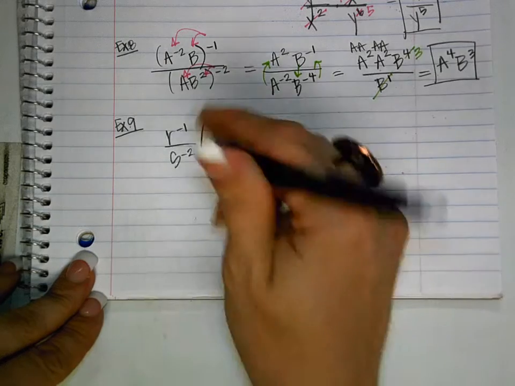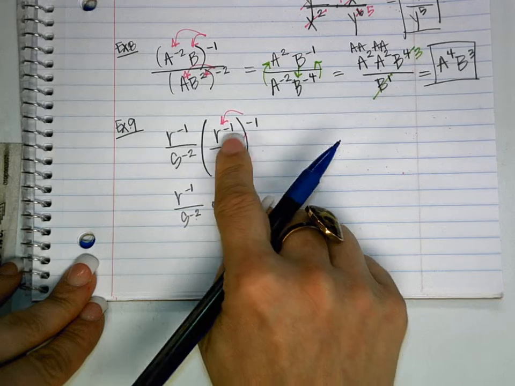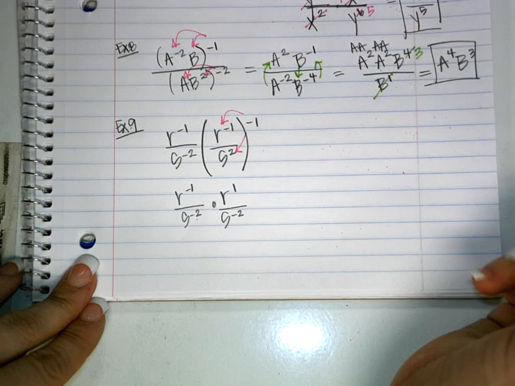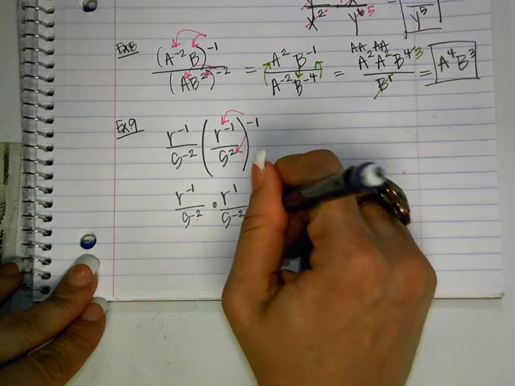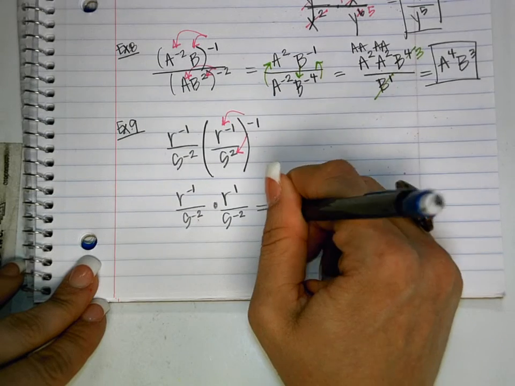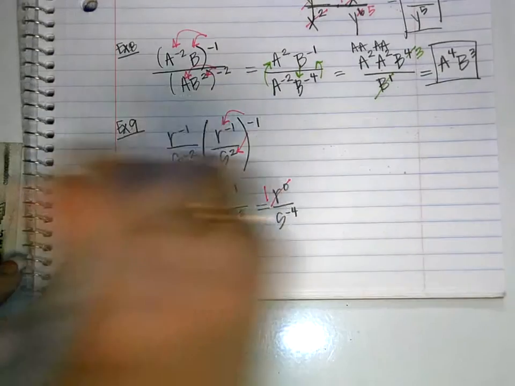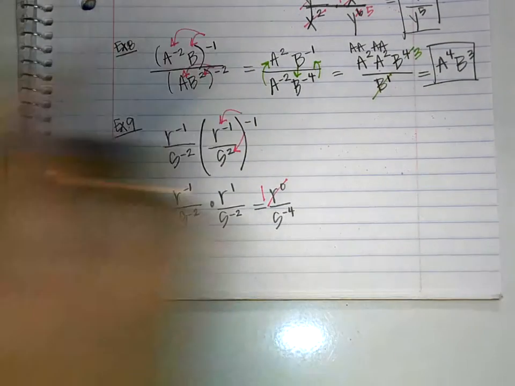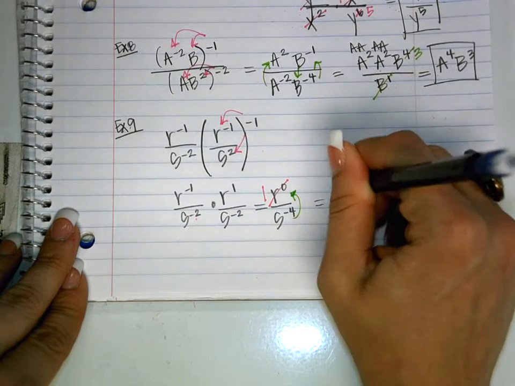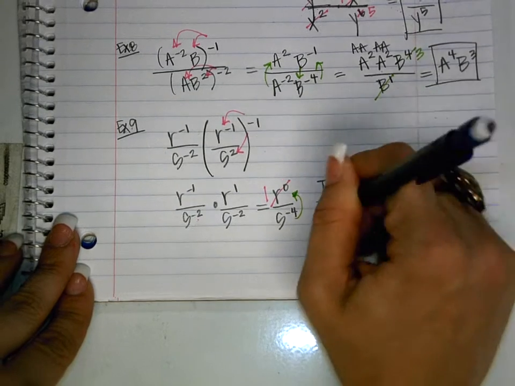Okay, so if you rewrite this, we still have r to the negative 1 over s to the negative 2 times r to the negative 1 times negative 1 is positive 1 over s to the negative 2. Two different ways you could do this. If you add these together, that would give you r to the 0 over s to the negative 4. R to the 0 reduces to be a 1. Anything to the 0 power equals 1. And then your s to the negative 4 would move to the top. So you'd end up with s to the positive 4 on the top. That's the answer we're looking for.